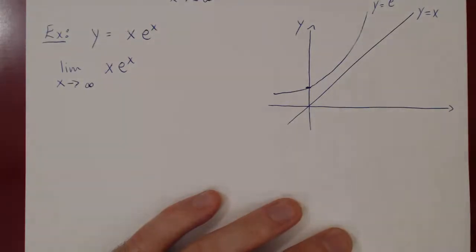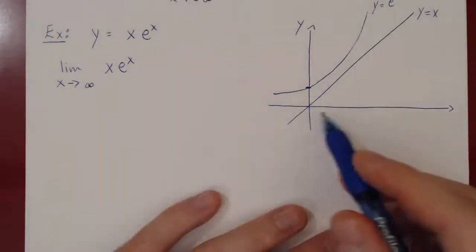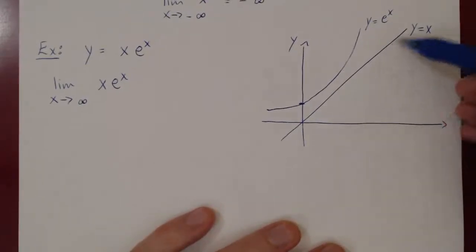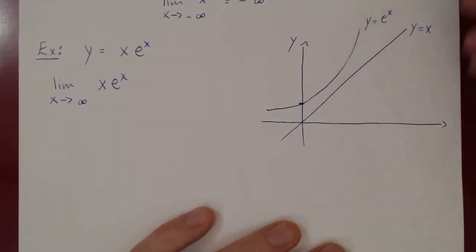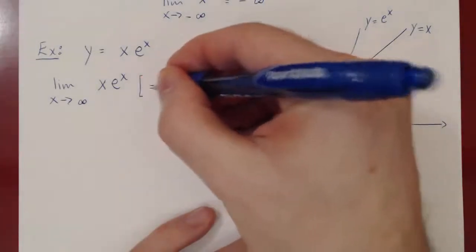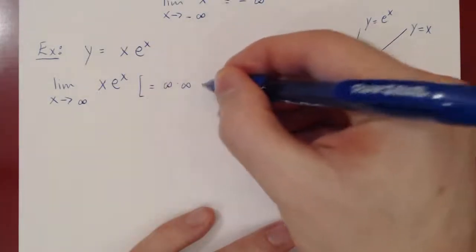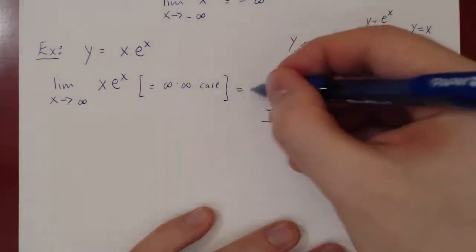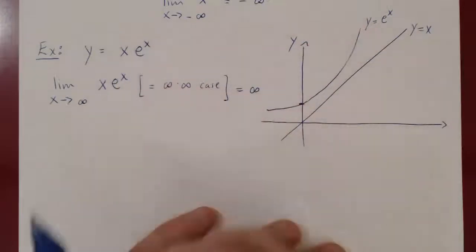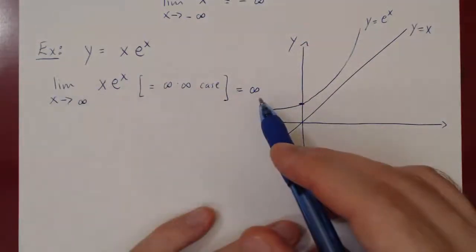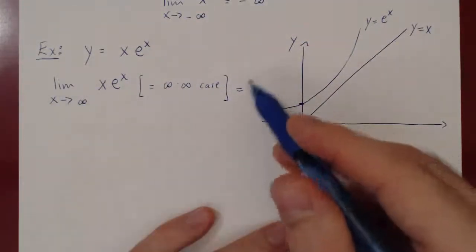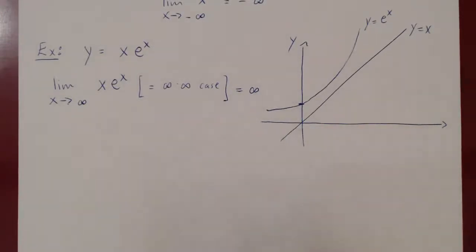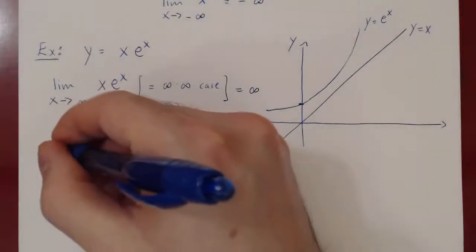So we have a very simple case. As x goes to infinity, clearly x goes to infinity, e to the x also goes to infinity. And so we have an infinity times infinity case. And here there is no ambiguity, the limit is infinite. So this function has no right horizontal asymptote. The limit blows up so it's not equal to a single real value. What about a possible left horizontal asymptote?